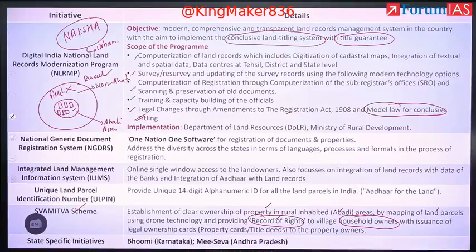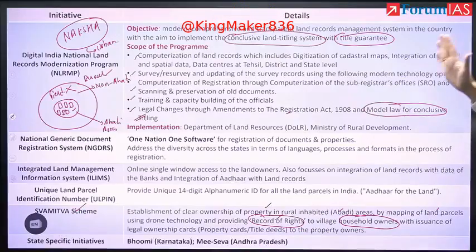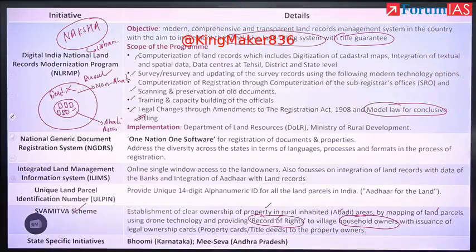No, no, they are standalone. So Digital India Land Records Modernization Program is separate, Swamitwa scheme is separate, and Naksha is different. Swamitwa is not for land. Actually, Swamitwa is for rural houses. Naksha is for urban houses. Digital India Land Records Modernization Program, as the name suggests, is specifically for land only.